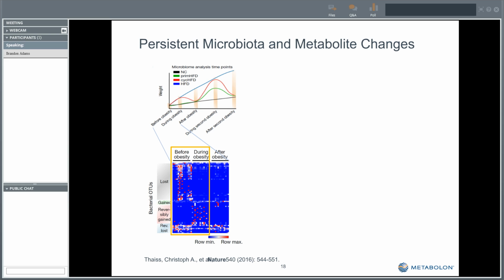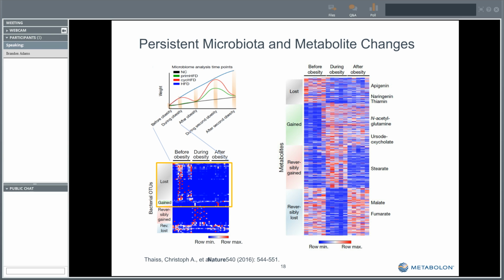On the left-hand side here, we are looking at the data from 16S ribosomal RNA sequencing, and basically those microbes are clustered based on the similarity in their response to obesity. During obesity, there is a dramatic shift in microbial profile, where many microbes were either lost or gained. Once the animal loses weight, some of those changes were reversed back to the pre-obesity state, but many other microbial-derived changes persist weeks after obesity.